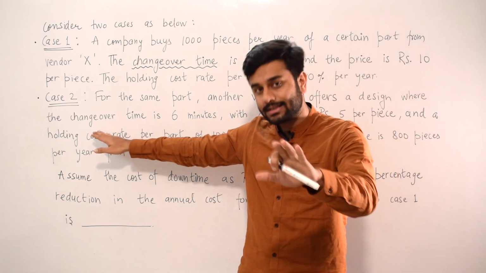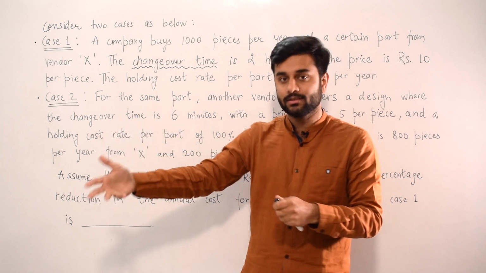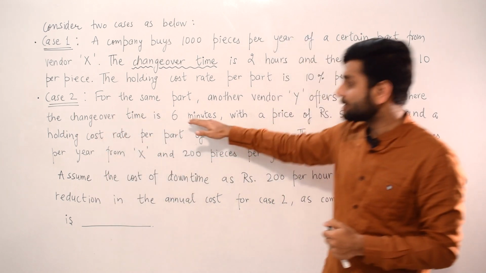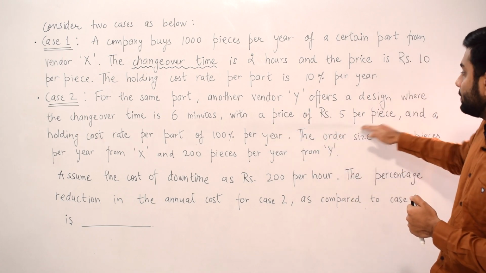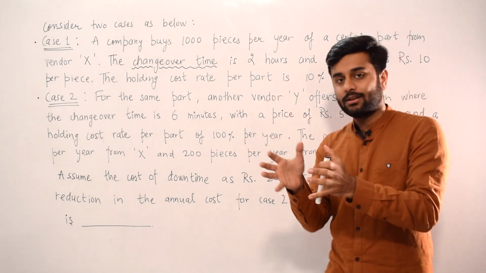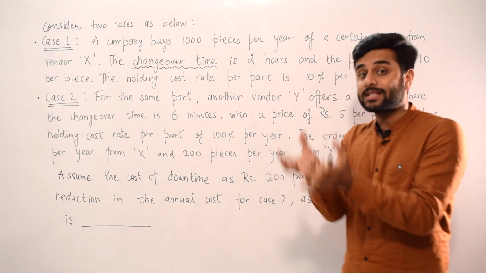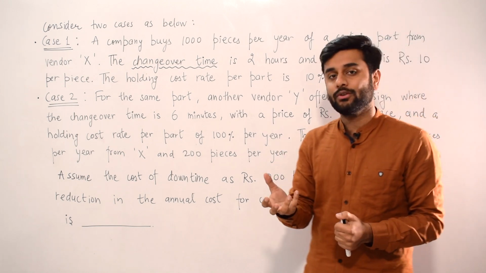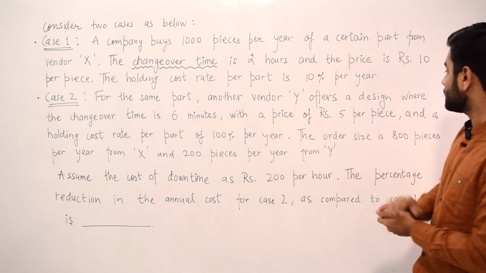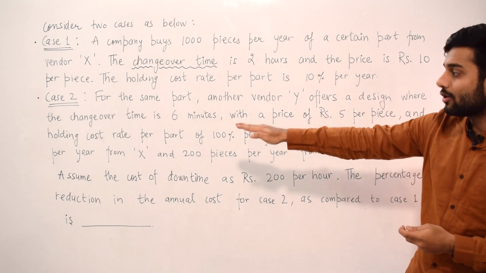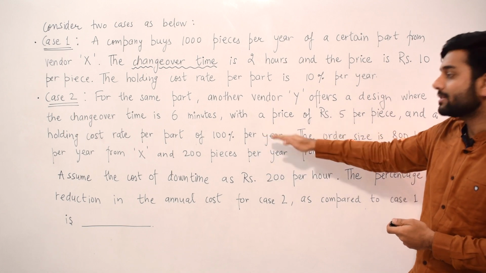We will discuss how change over time changed. So the change over time is 6 minutes now, with a price of rupees 5 per piece. So the piece vendor Y is making, he is able to sell it at a price of rupees 5 per piece, and a holding cost rate per part of 100% per year.